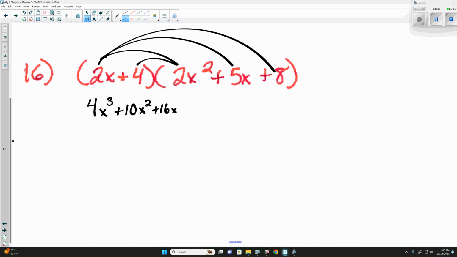Now we're going to do this again with the 4. So we're going to distribute the 4. Our 4 times 2x squared would be plus 8x squared. Our 4 times 5x, 4 times 5 would be plus 20. And we still have the x. And lastly, 4 times 8 would be plus 32. Questions on this so far?